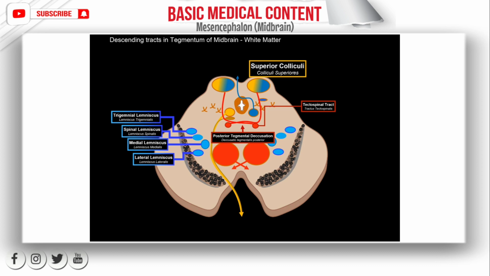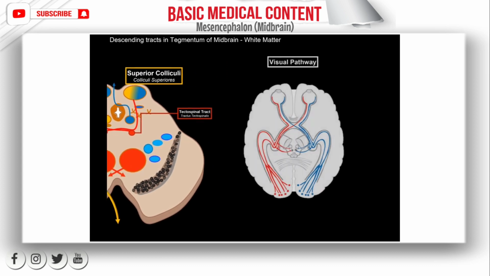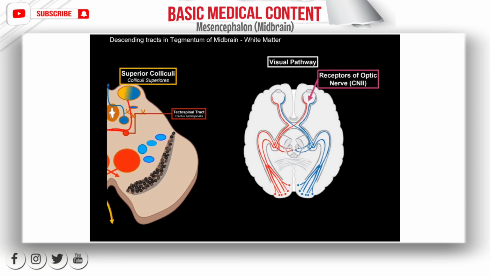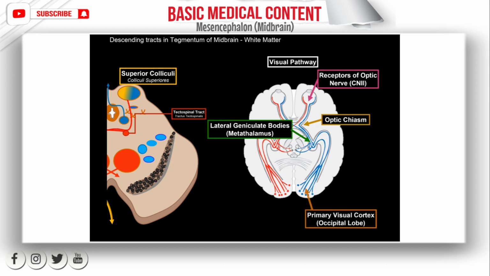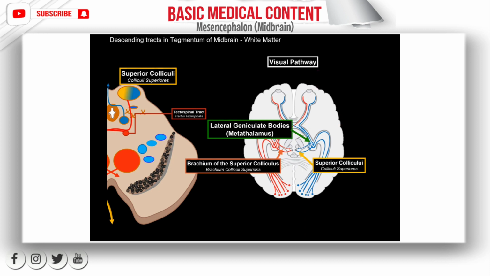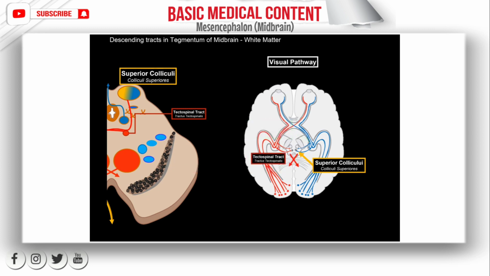Remember when we went through the superior colliculus, where we said that the superior colliculus is a part of the visual pathway, where you have receptors for the optic nerve at the eyes. The fibers of the optic nerve will go back, and then half of the fibers will cross and form the optic chiasm. After that, they will synapse with the lateral geniculate bodies. From the lateral geniculate bodies, the fibers will go back to the occipital lobe so that you will be able to consciously perceive what you see around you. But fibers also go from the lateral geniculate bodies to the superior colliculi. And from the superior colliculi, fibers are sent down as the tectospinal tract.